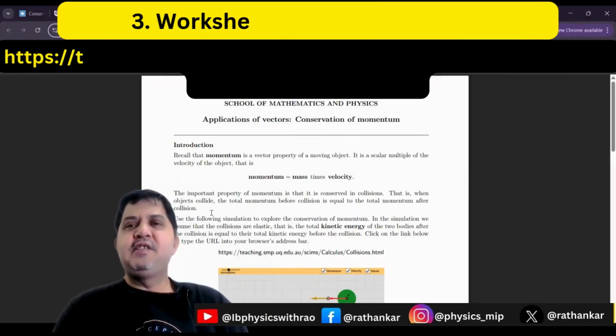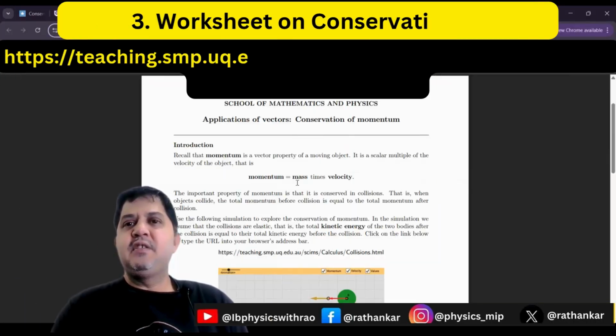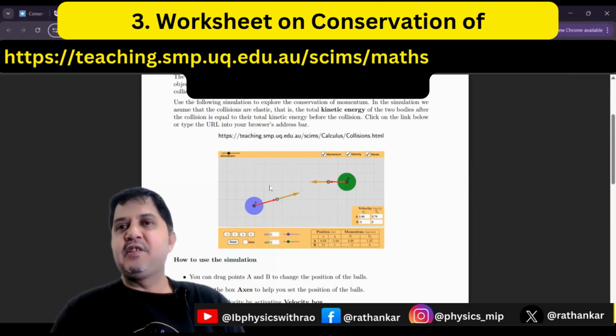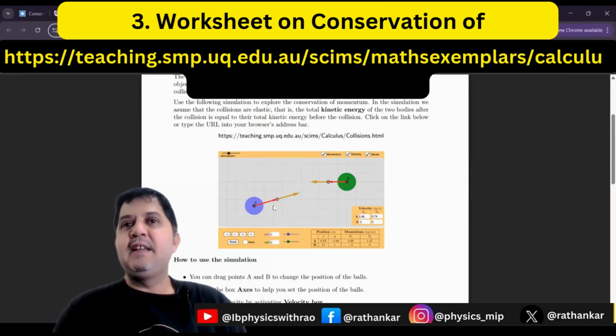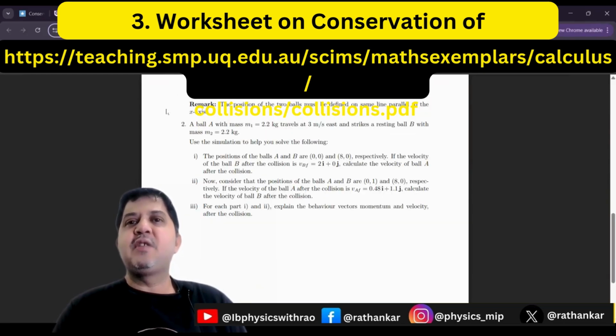So this is a worksheet which has been taken from the same example, which was available online somewhere. And then making use of this worksheet and the simulation, you can ask the students to work out the questions from here and get the answers for us.